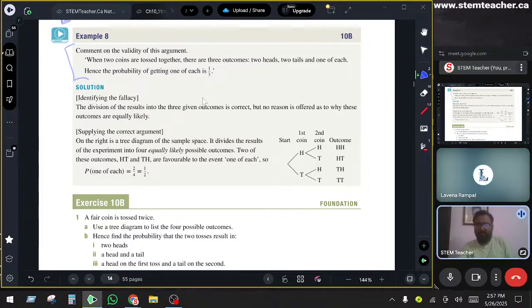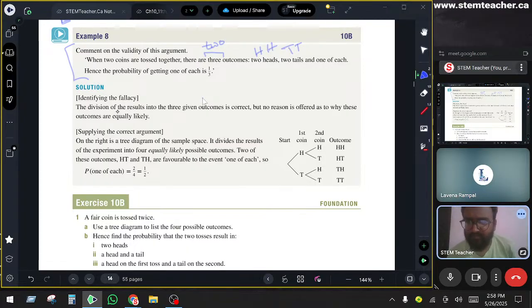Yes, there are three outcomes. He said that: two heads, two tails, and one of each. I think it's a typo. Two heads, two tails, and one of each. There are two heads, there are two tails. So one of each. Hence, the probability of getting one of each is 1 by 3.